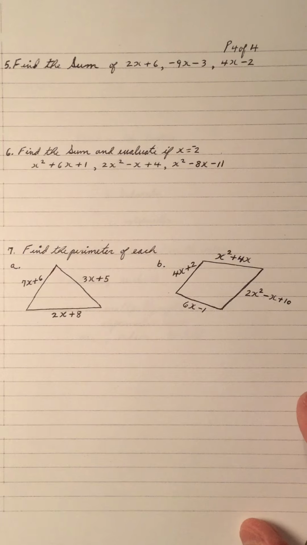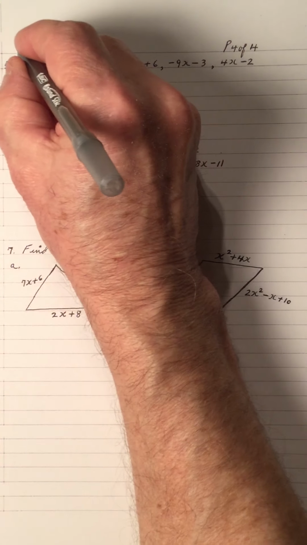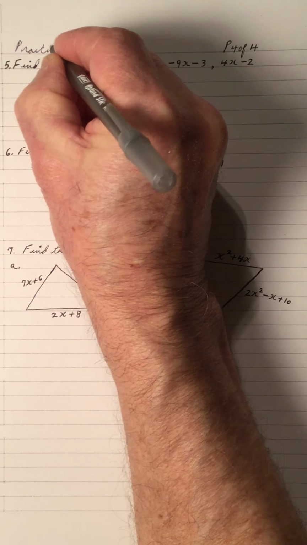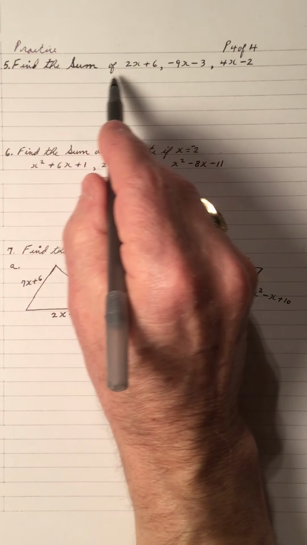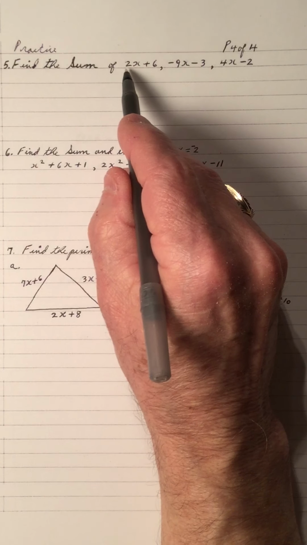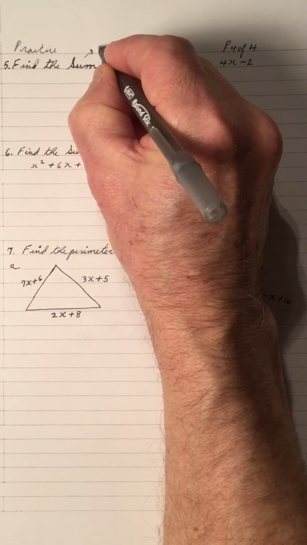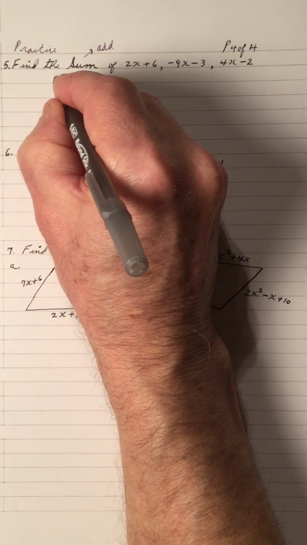Now, this is also, you can work on it as a practice. Let's write the word practice here. This is still a practice. It means you can pause the video and work these out if you wish. Questions are designed a little bit different, but find the sum of these 3. That's a binomial, a binomial, a binomial. So sum, we know what sum means. The sum means add them together.